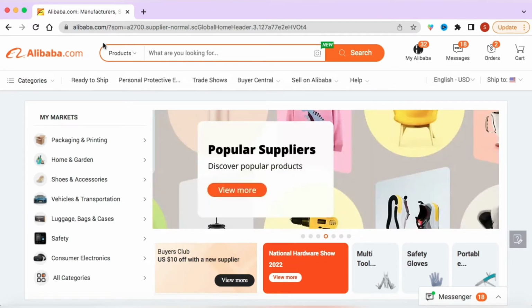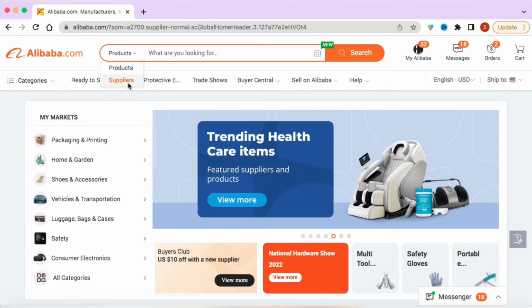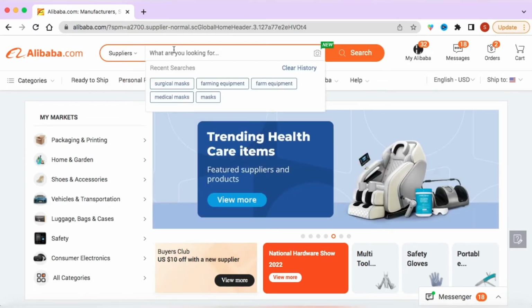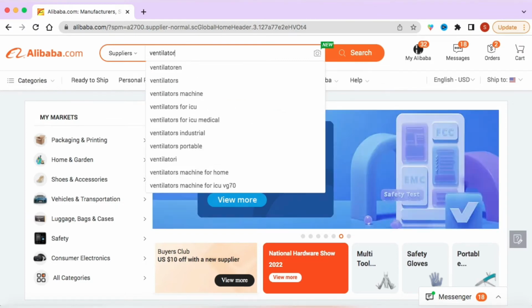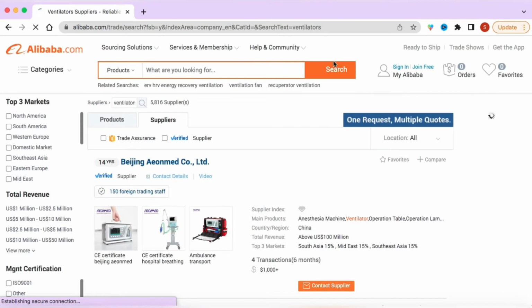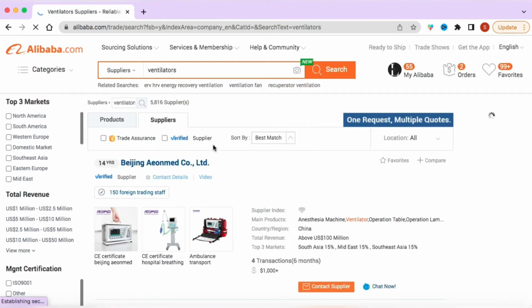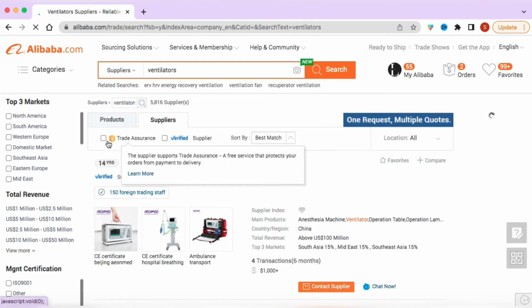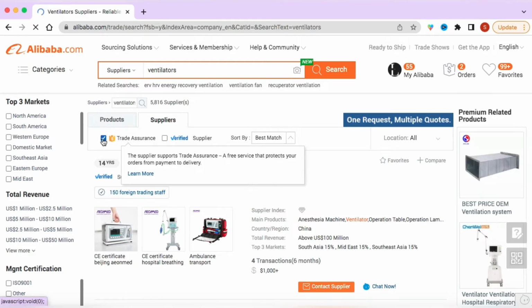So in this example, let's look for ventilators. So we'll click on suppliers and we'll look for ventilators. And we'll click the search button. And as I said, over here by the filter option, you have the verified supplier icon and the trade assurance icon. So we will click on trade assurance.